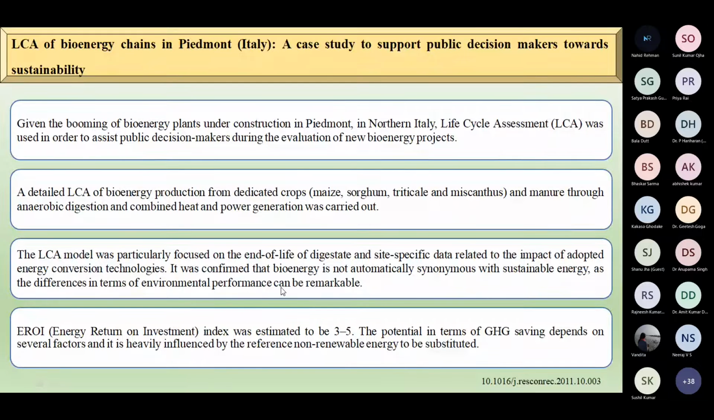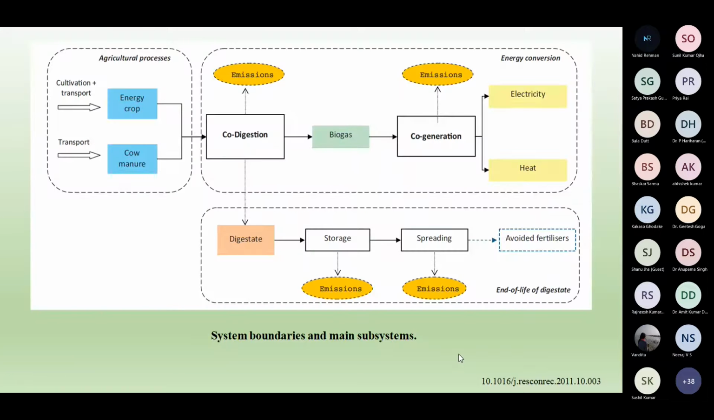It is remarkable. So you can see here that energy return on investment is coming to be 3 to 5, and this GHG potential depends on several factors, and it is heavily influenced by the reference non-renewable energy to be substituted. Okay, so the system boundaries and main subsystems they have shown over here.